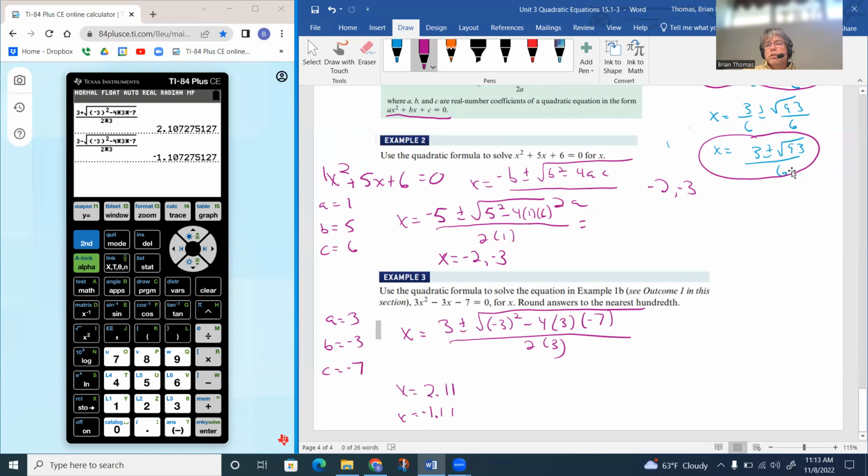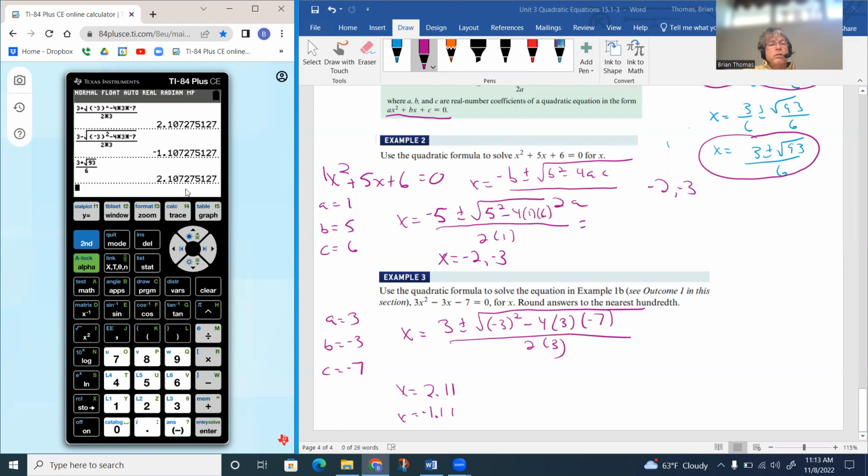So the question is, did I actually do that math correctly? I kind of stumbled on all that math here. Let's see if we came close to that. So if I type in this 3 plus square root of 93 over 6, I'll try that one. Alpha F1 and over D. So if I have 3 plus the square root of 93 over 6, hit enter.